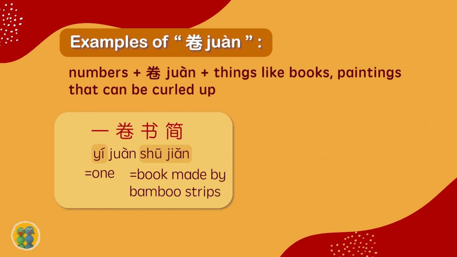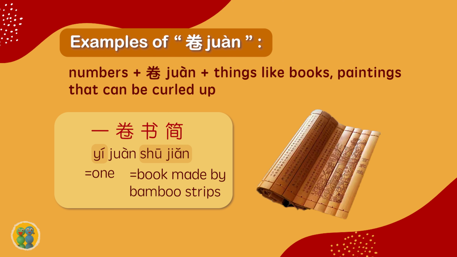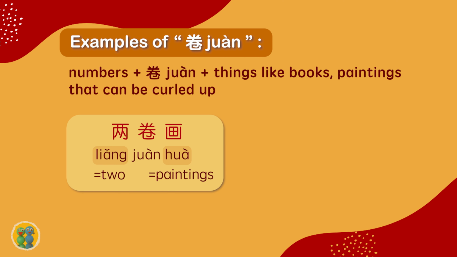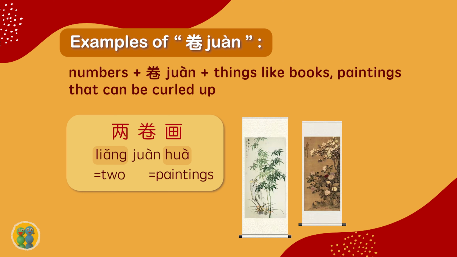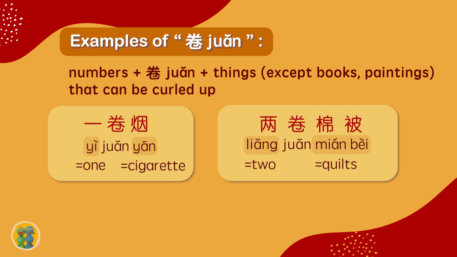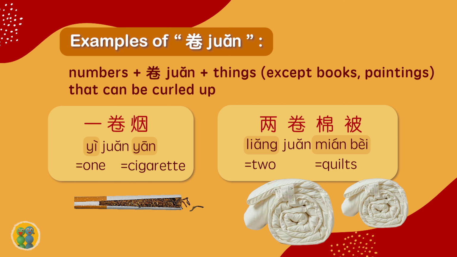Examples of 卷. 一卷书简. It means one. 书简 means book made by bamboo strips. 两卷画. 两 means two. 画 means paintings. Examples of 卷. 一卷烟. It means one. 烟 means cigarette. 两卷棉被. 两 means two.